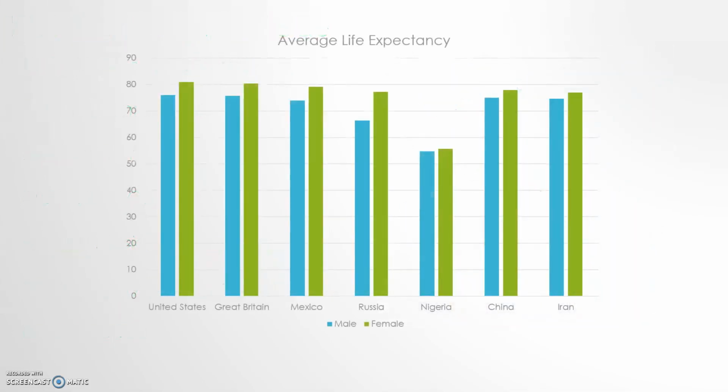And lastly, I have a graph of average life expectancies for males and females in each country. The blue is male and the green is female. In US, I have 76 for male, 81 for female. Great Britain, 75 for male, 80 for female. Mexico, 74 for male, 79 for female. Russia, 76 for male, 77 for female. Nigeria, 54 for male, 55 for female. China, 75 for male, 76 for female. And Iran, 74 for male and 76 for female.